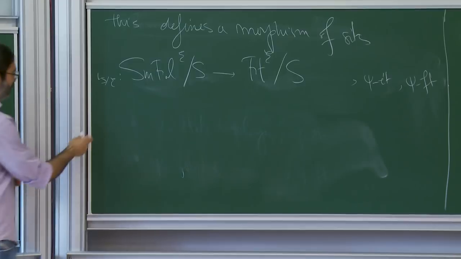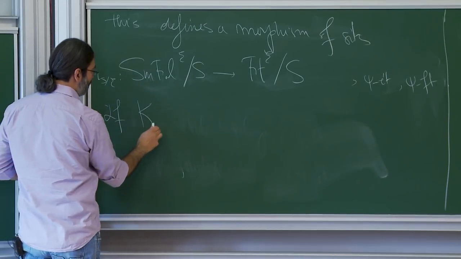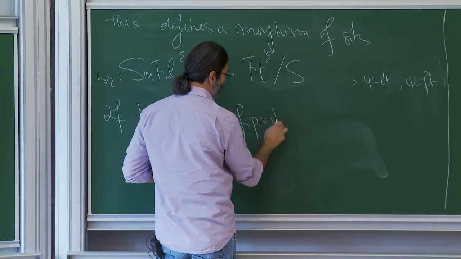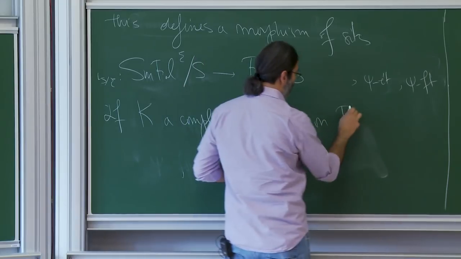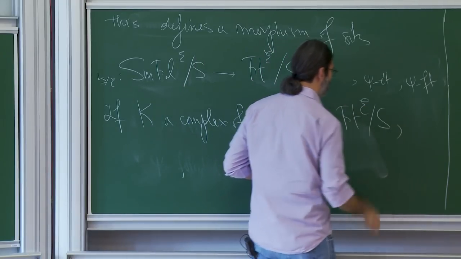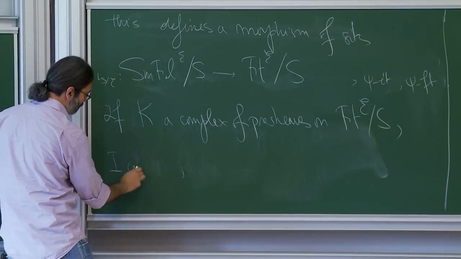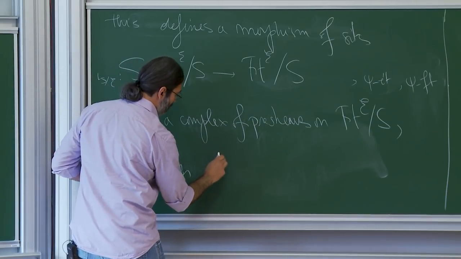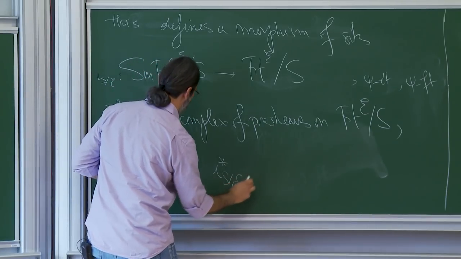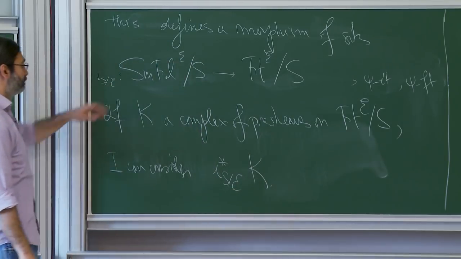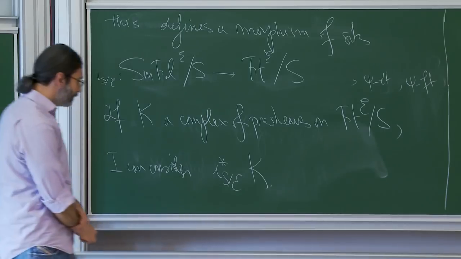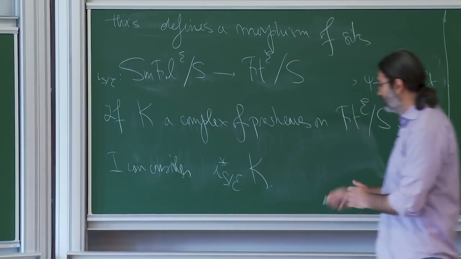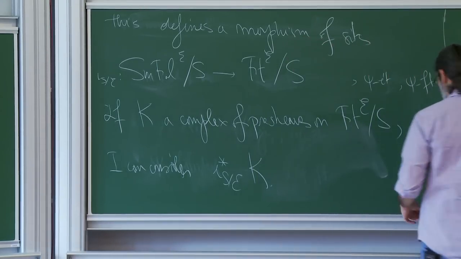Okay, and so if I have K, a complex of presheaves on FTS, I can consider its inverse image along this and get a complex of presheaves on smooth foliations. And in fact, this has a very easy description, so I give it just in case you might be interested.